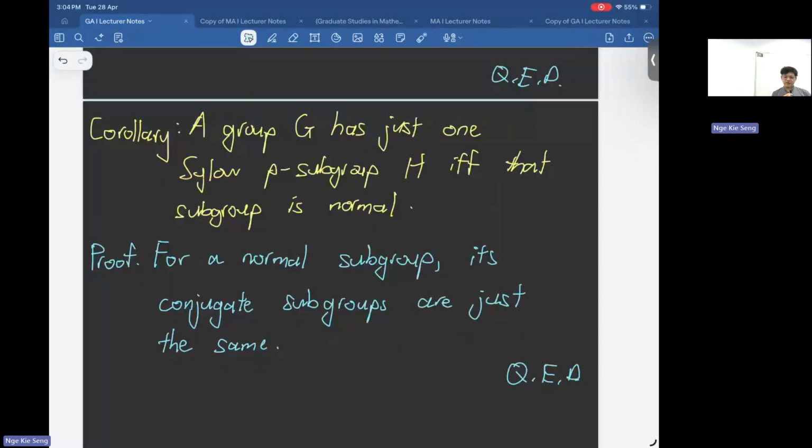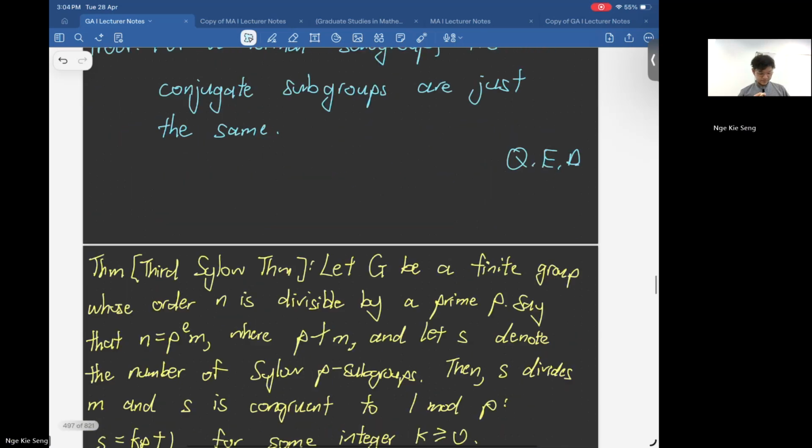So the corollary is: a group G has just one Sylow P subgroup if and only if that subgroup is normal. Because the conjugate subgroup will turn out to be the same one. So this gives another criterion to check whether a subgroup is normal or not. It's just a Sylow P subgroup to be normal, not every subgroup. Meaning every other conjugate Sylow P subgroup comes from the same subgroup.